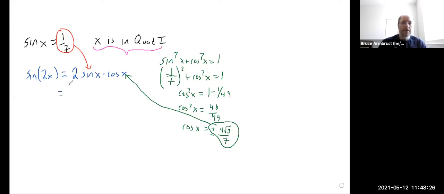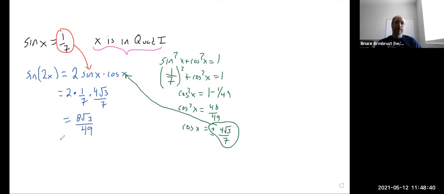All right, so the sine of 2x then is going to equal 2 times 1/7 times 4 root 3 over 7, or 8 root 3 over 49. So that's the sine of that angle. Right? 2x is an angle. It's double the angle x, whatever it happens to be. But I don't actually need to know what that angle is to know its sine. I was just able to find that using the double angle identity for sine.